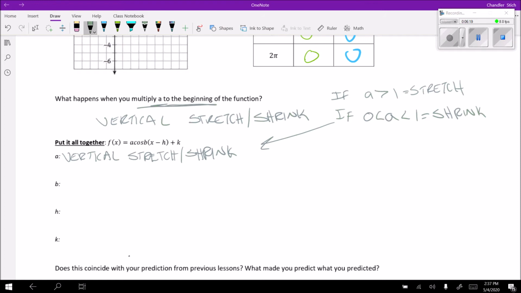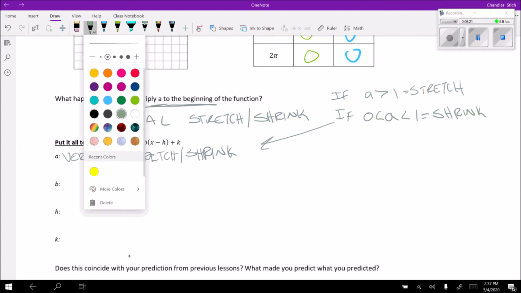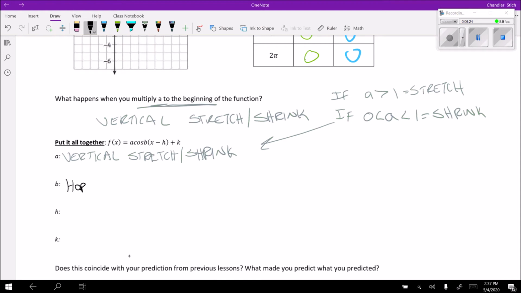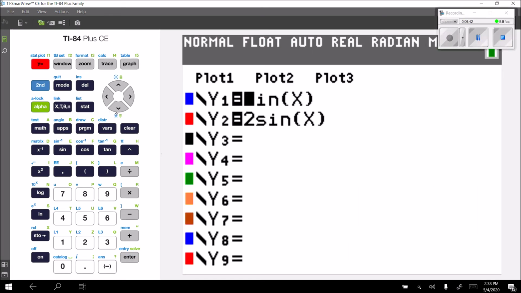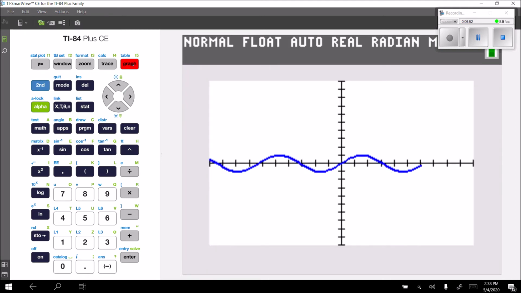B we didn't talk about, but let me just give it to you. B is what we call a horizontal stretch or shrink. Let me show you one. We don't have to go through it all, but let me show you one because it's actually kind of cool. So here's sine of x. Down here I'm going to do sine of 2x. So notice that 2 is now on the inside. Okay, here's sine of x in blue. Here's sine of 2x in red.